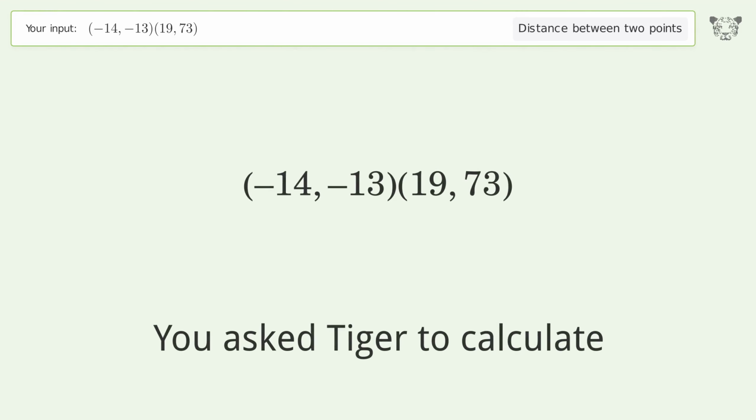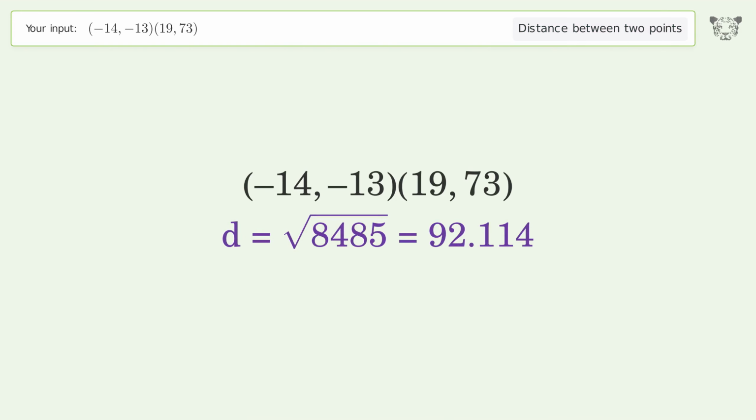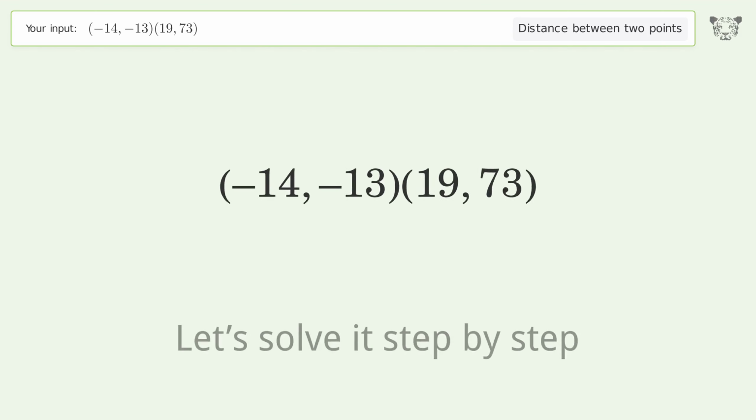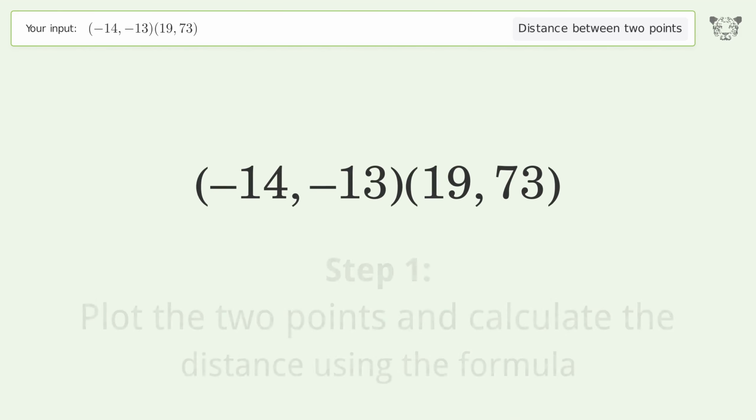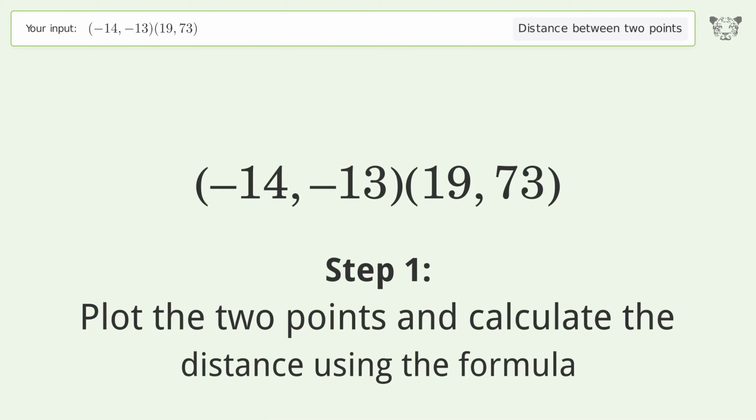You ask Tiger to calculate. This deals with the distance between 2 points. The distance between the 2 points is the square root of 8,485, or 92.114. Let's solve it step by step. Plot the 2 points and calculate the distance using the formula.